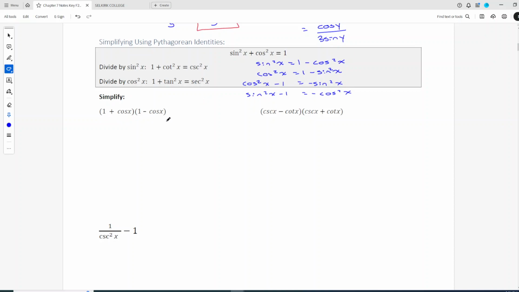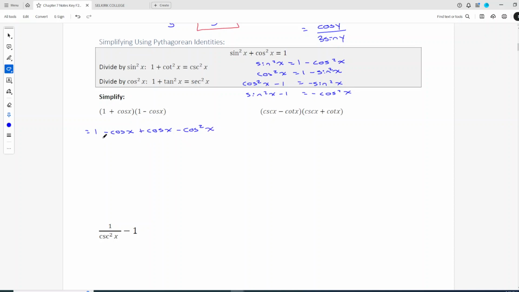Again, if I ask you to simplify, hopefully you look at this and think, everything's sines and cosines, so I'm just going to distribute. We're going to multiply and get 1 times 1 is 1. Then 1 times negative cos x is negative cos x. Cos x times 1 is positive cos x. And then positive cos x times negative cos x is negative cos squared x.